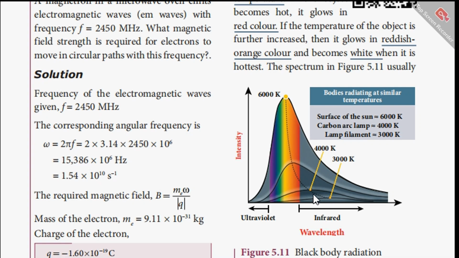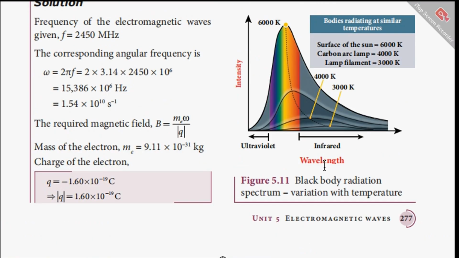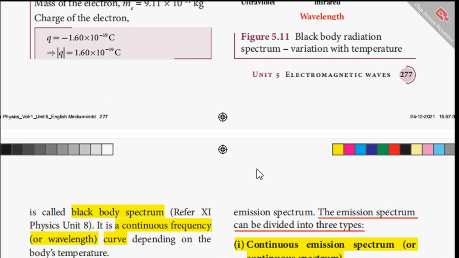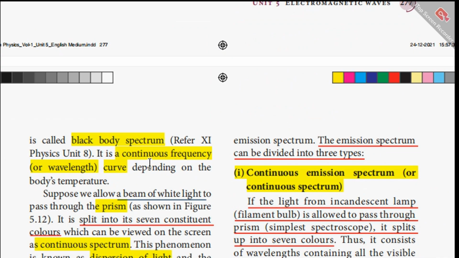Therefore, these two temperatures will emit radiation in the infrared region, whereas the surface of the sun at about 6000 Kelvin will be in the visible region of the spectrum. This spectrum is called a black body radiation spectrum, and it gives the graph between wavelength and the intensity of the radiation. It is a continuous frequency or wavelength curve depending on the body's temperature.